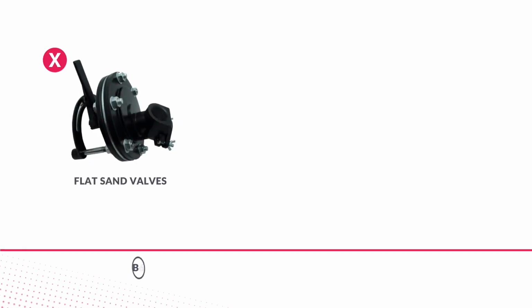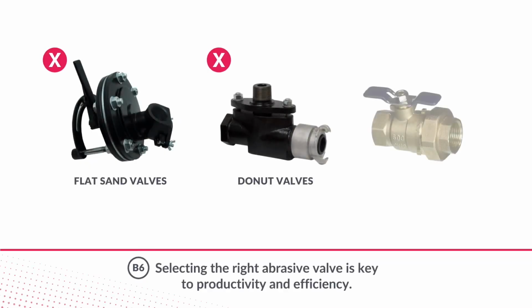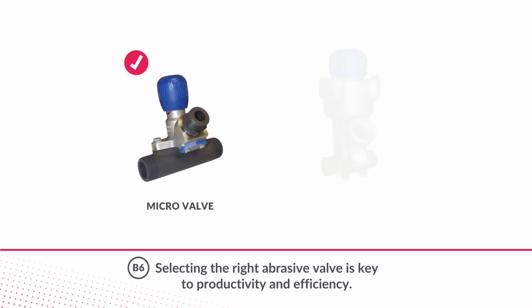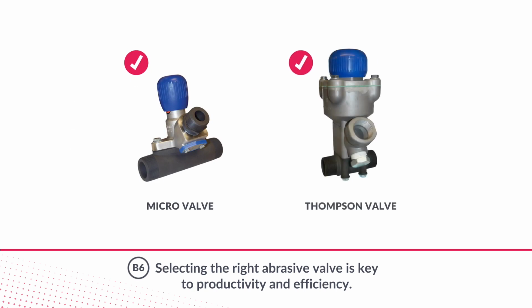The old flat sand valves, donut valves and ball valves do not provide precise adjustments to control the abrasive flow. The use of a micro valve or Thompson valve will facilitate more accurate abrasive metering, resulting in reduced consumption, improved productivity and higher efficiency.